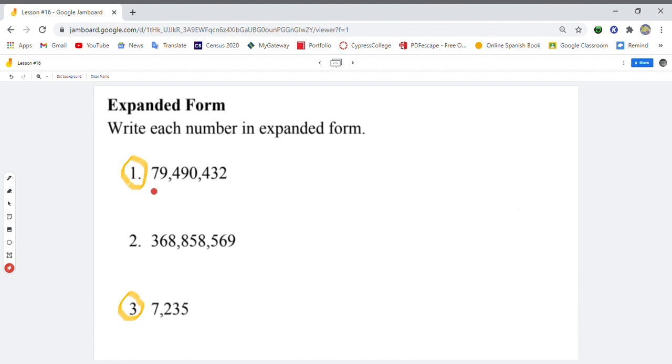So what that means is the 7 over here, its place value is 10 million, so we're going to be writing it as 70 million. And then if you look at the next number, 9, it's in the millions place, so we're going to be writing 9 million.